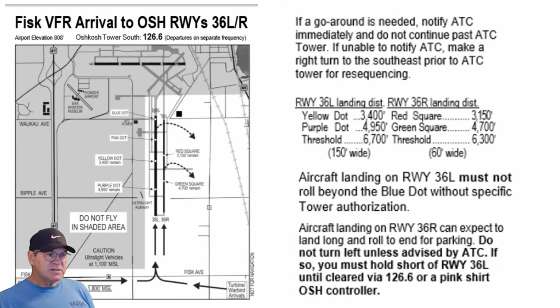Now from the 36 FISK approach, coming in and landing on 36 left or right, they've turned the taxiway into a runway for this event, just so you know. So now they're calling it 36 right. It's only 50 feet wide. They'll probably just send the smaller planes with the smaller wheelbase. And certainly a Cessna 172 fits in that category. They could send us to either one.